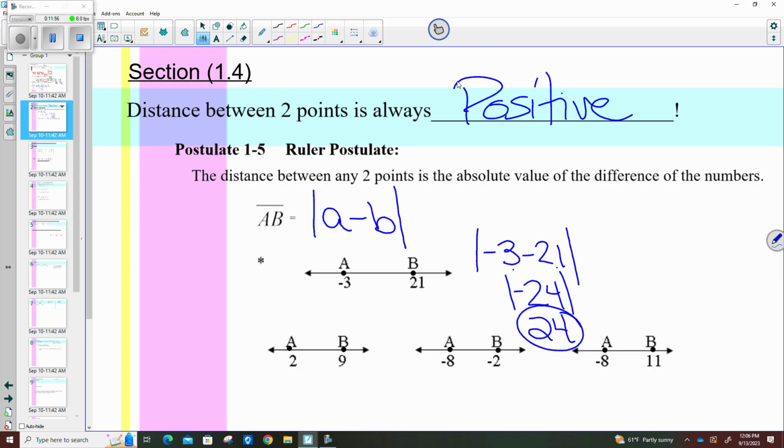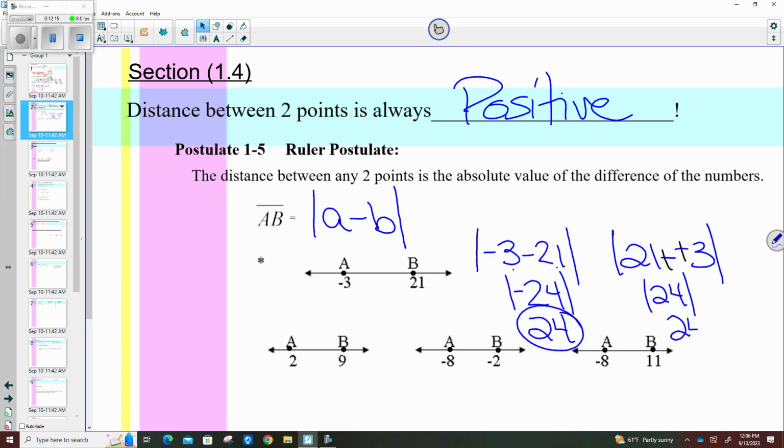If that messed with your heads because of the negative, flip it around. I can do 21 minus -3. What happens when we have minus a negative? You are adding, so we get just the positive 24. How far away from 0 is 24? Still 24. So that is why this absolute value thing works, is that no matter which way you do the subtraction, you're still going to get the positive answer. Does that make sense?